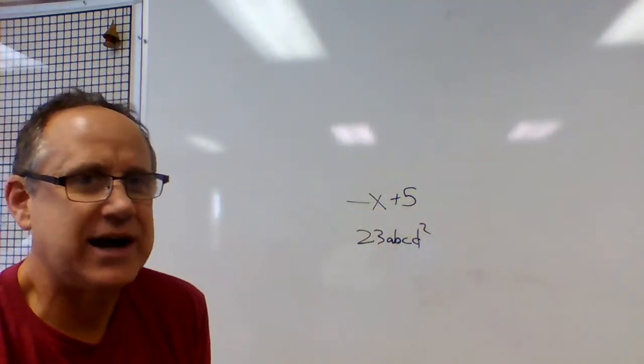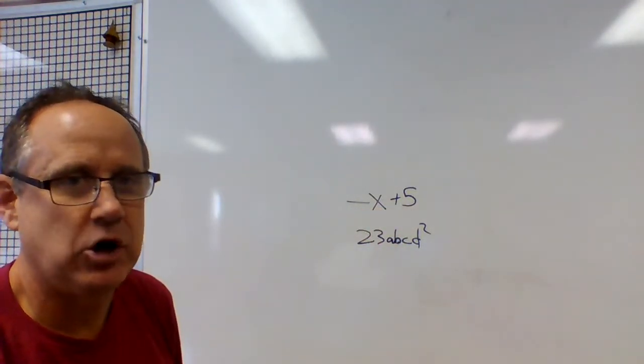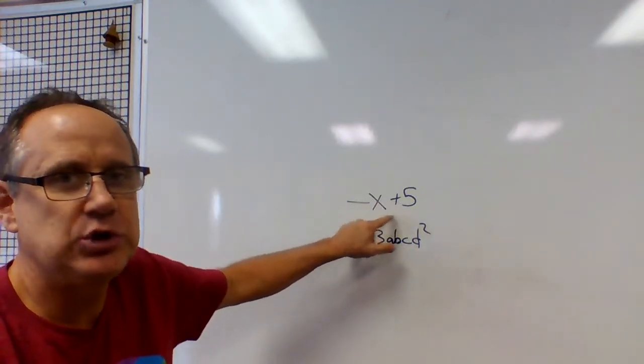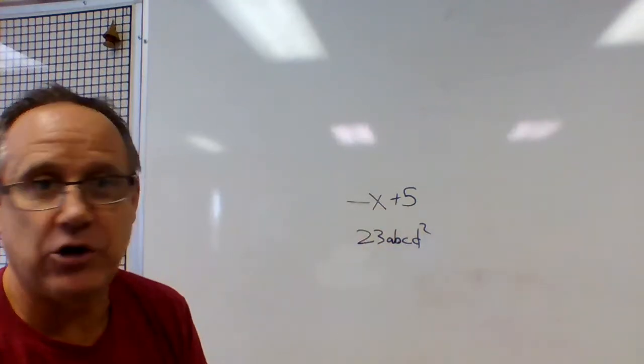Anytime we have an adding or subtracting, that would not be a monomial. Actually, what this is called is a binomial, right? Two terms together would be a binomial.